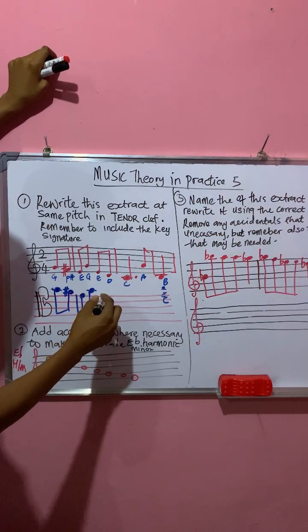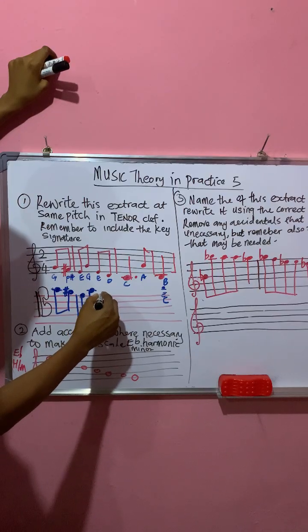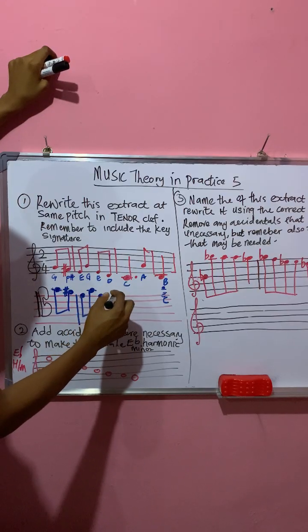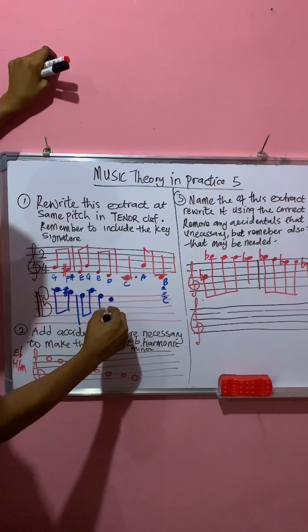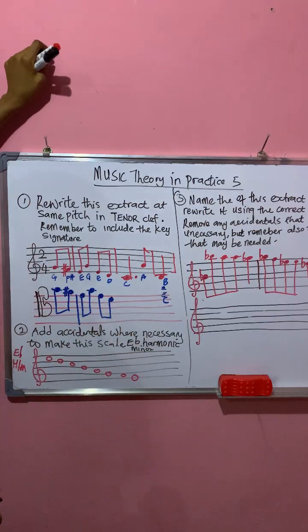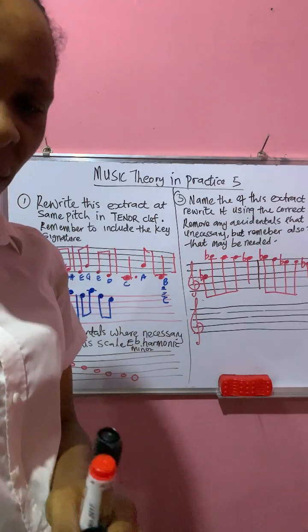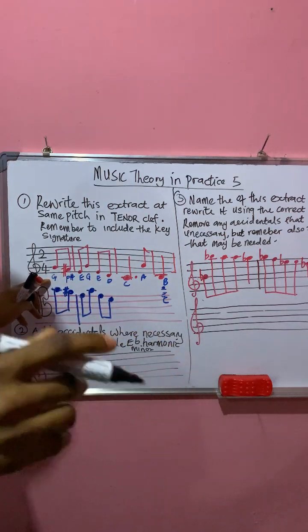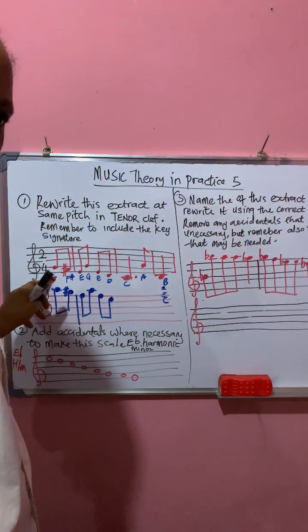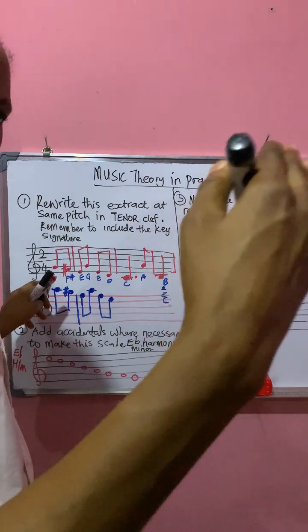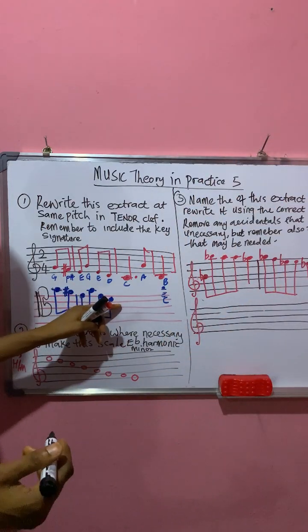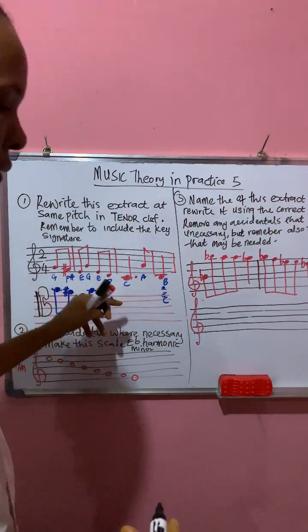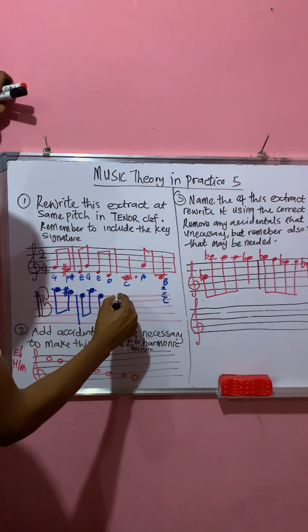And then we have E again, which is here, the fifth line. And then we have D. D is the fifth space in tenor clef. C, middle C, gives the same sound as the first ledger line below treble clef and the first ledger line above bass clef, and it is line 4 in tenor clef. Okay, so we are done with this.